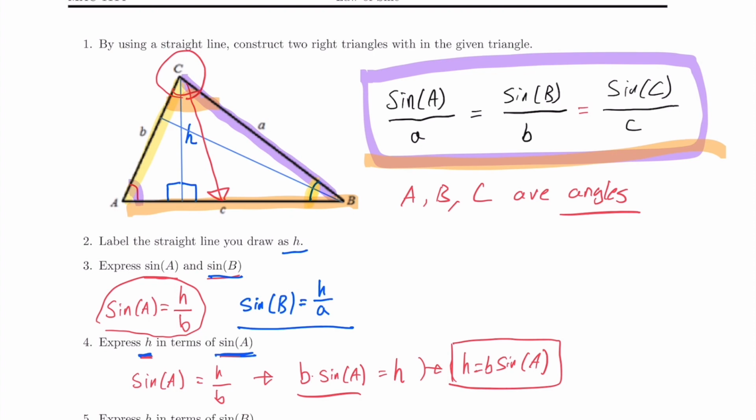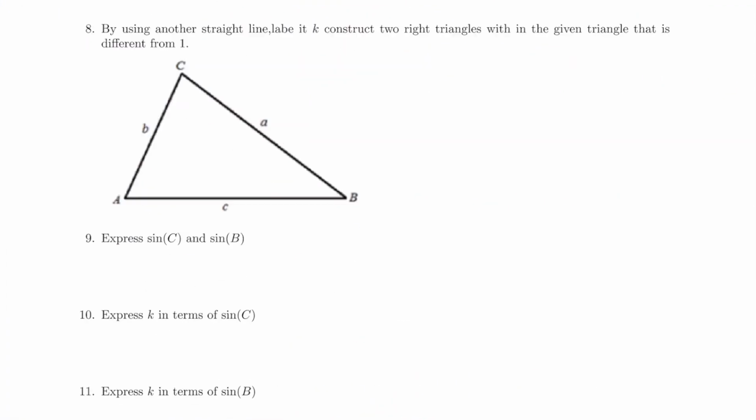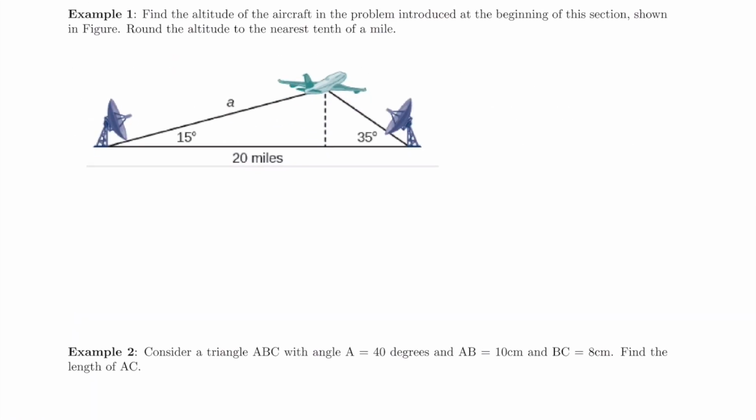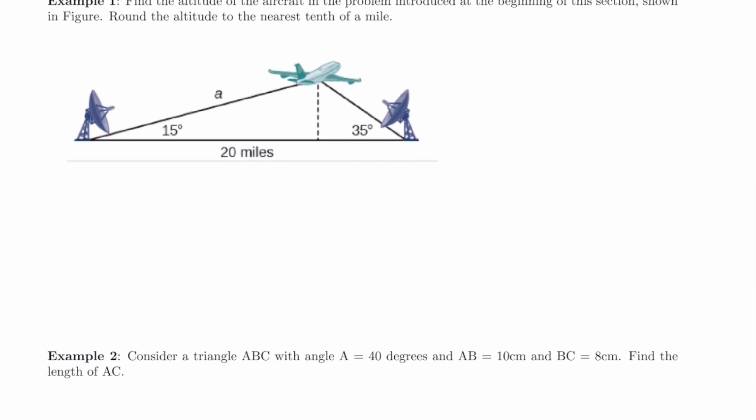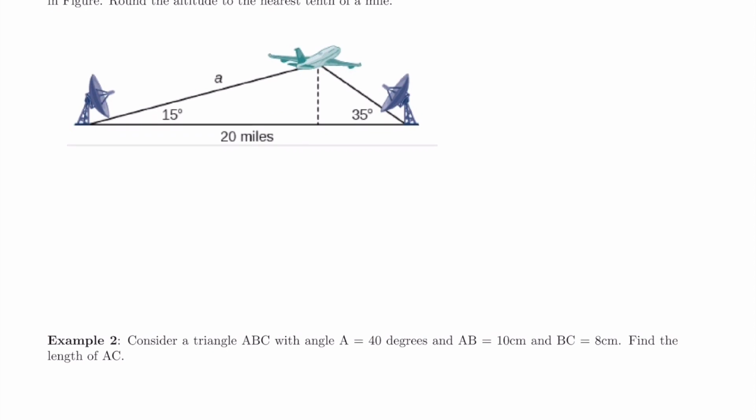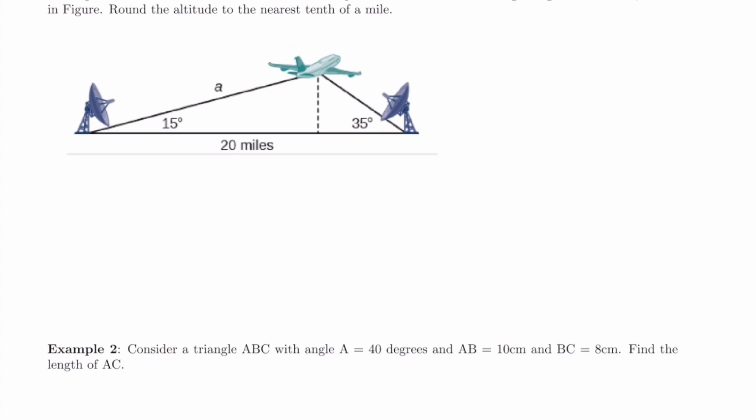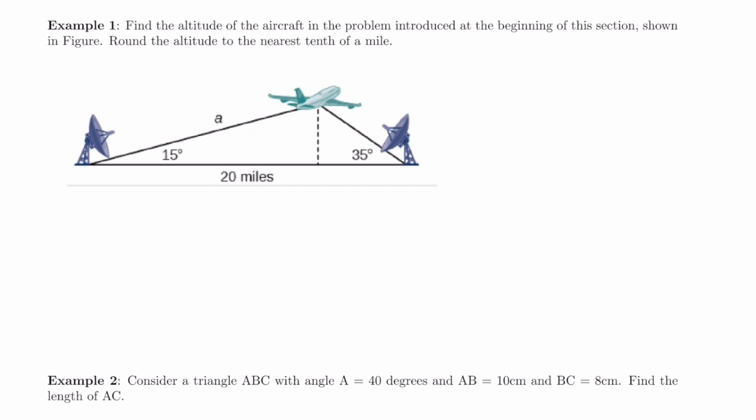So let's look at some example problems. Here's the law of sines, example problems. Essentially this can be helpful to find a certain length or even certain angles depending on the situation. So here it says: find the altitude of the aircraft in the problem introduced in the beginning of the section, shown in the figure. Round the altitude to the nearest tenth of a mile.